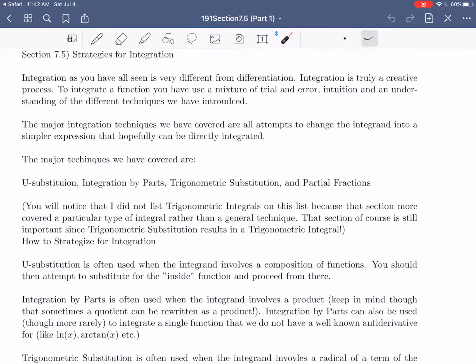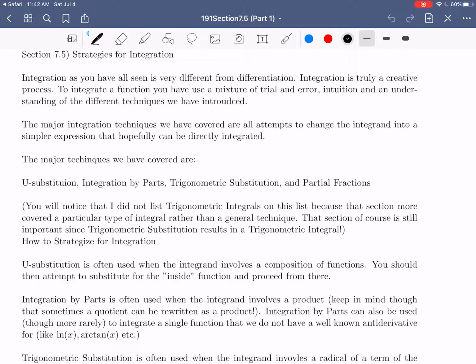So the first comment that I'd like to make is, hopefully at this point, with all the integration that you did in your Calc 1 class, plus all the integration we've been doing since we started Chapter 7, you've seen that integration is a very different mathematical process from differentiation. Differentiation is very, very formulaic. For differentiation, if you apply the right rule or combination of rules in the right order, you know you're always going to be able to determine the derivative of a given function.